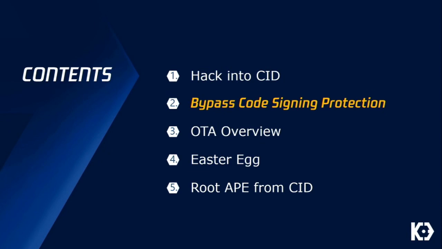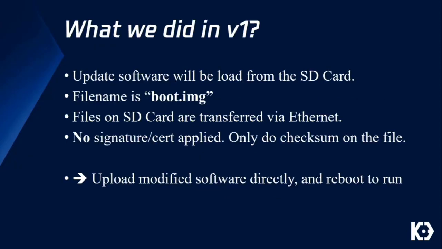Everyone knows that we bypassed the code signing protection in 2017, but before we tell you how we bypassed it, let's go back in time to 2016 and see how the code signing protection was added and why it was added. In 2016, we published a report that we had hacked the Tesla cars, and it involves an important thing in the gateway called the update software, which is the updater.